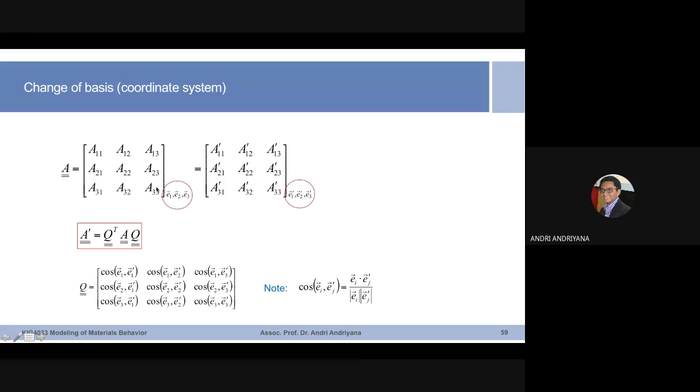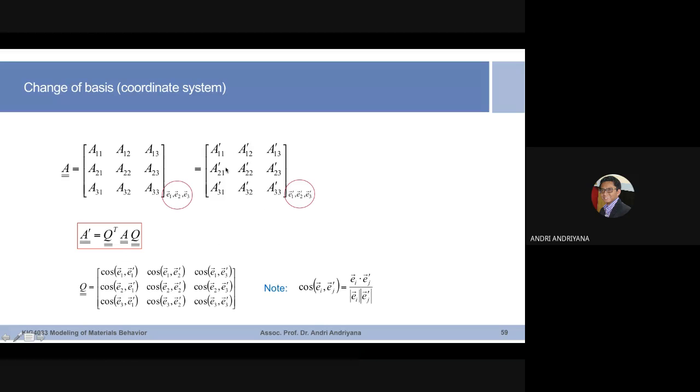If I express with respect to the new axis, another axis here, then the component of my tensor A will be this one. So now, how to link the new components of tensor A to the old components of tensor A? Then I represent it in this way. The new component of A is simply, if I put it in the matrix, the transformation matrix Q transpose times A times Q, where Q is exactly the same as what we learned in vectors. As simple as that.